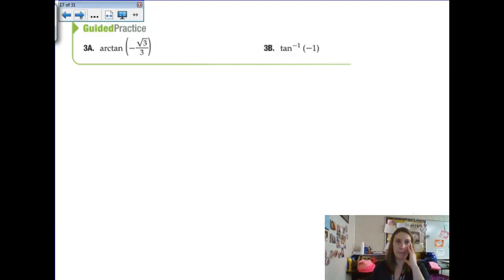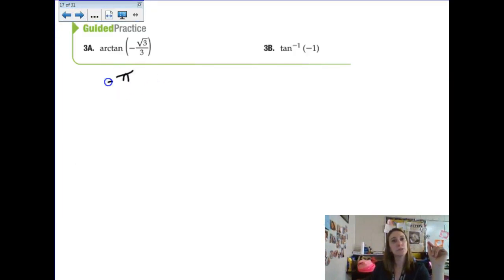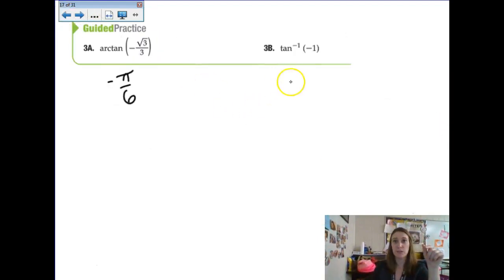All right, so arctangent negative square root of 3 over 3. So for my work earlier, I saw that tangent is square root of 3 over 3 here at pi over 6 radians, but I want it to be a negative tangent. So that would end up being this one, right here, negative pi over 6. All right, and then inverse tangent negative 1. Again, back to the unit circle, I can only look at these two quadrants. This guy gave me a tangent of 1, so this one would be negative 1. So remember, we're using the negative pi over 4 version, that coterminal.